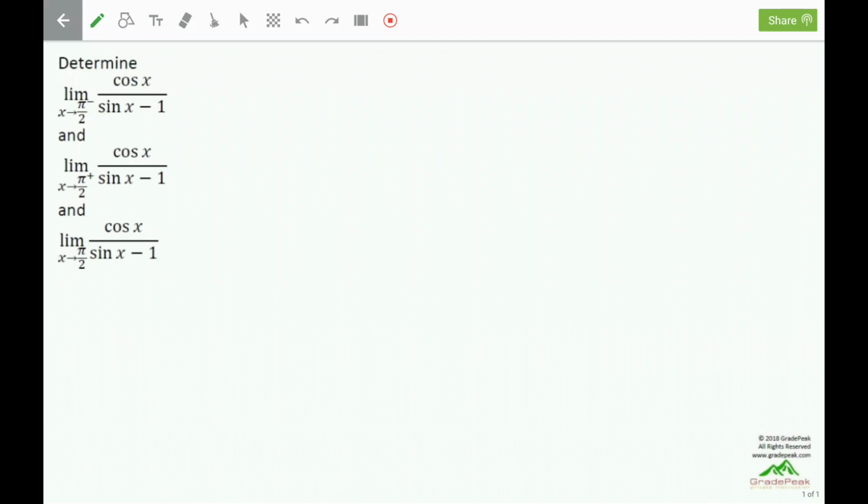Determine the left-sided limit and the right-sided limit and the two-sided limit as x approaches pi over 2 of cosine of x divided by sine of x minus 1. Each of these involves the limit as x approaches pi over 2 of cosine of x divided by sine of x minus 1. The first thing to do is try plugging a pi over 2 in for each of the x's.